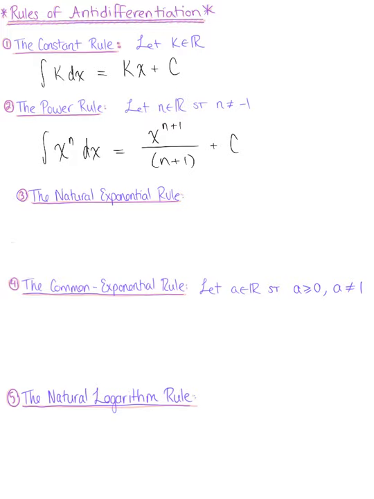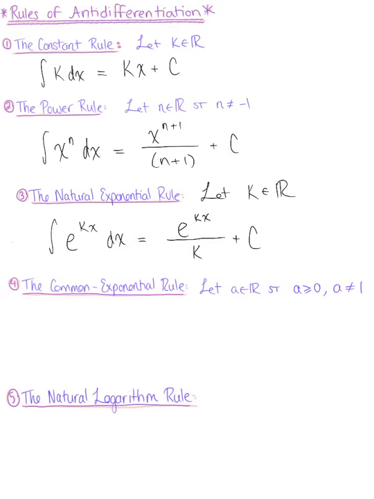The natural exponential rule. Here we should go ahead and let k be some real number, again a constant value. If I have the integral of the natural exponential raised to the kx dx, this integrates to the natural exponential raised to the kx, all divided by that constant k plus c.